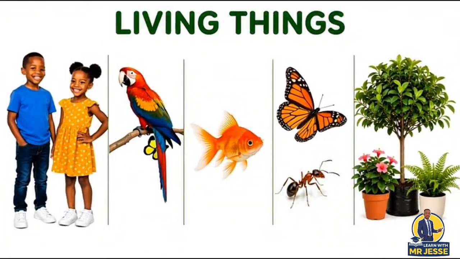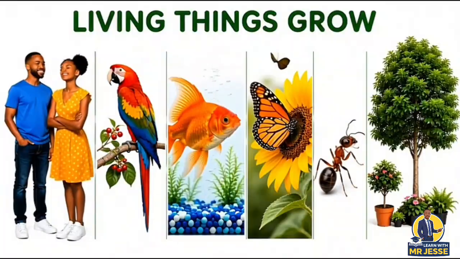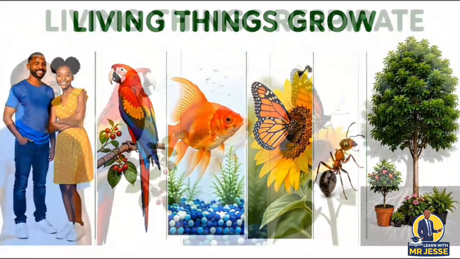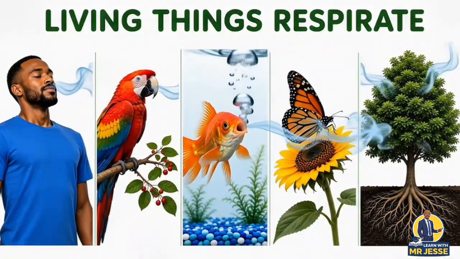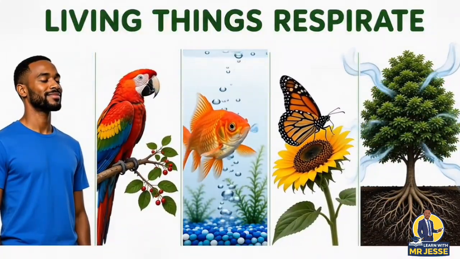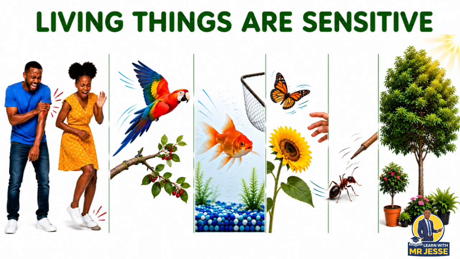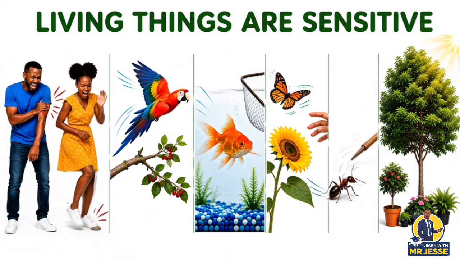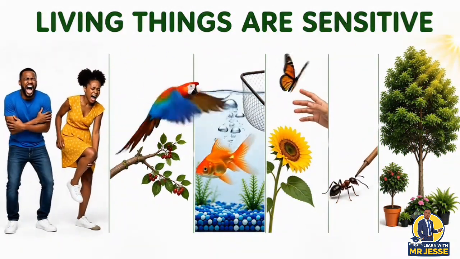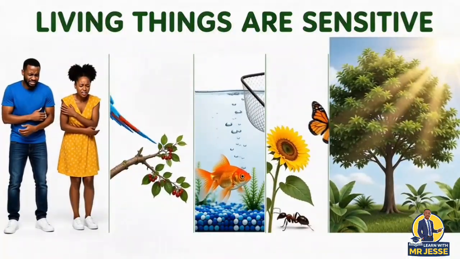The third characteristic is growth. Living things increase in size and develop as they grow older. The fourth characteristic is respiration. Respiration is the process through which living things release energy from food. The fifth characteristic is sensitivity, or response to stimuli. A stimulus is any change in the environment. Living things can respond to changes such as light, sound, heat, touch, and danger.